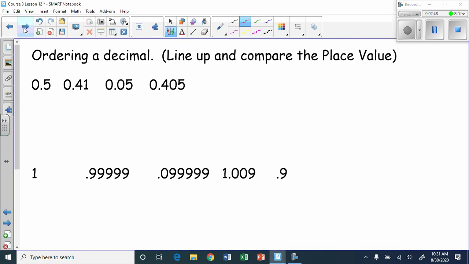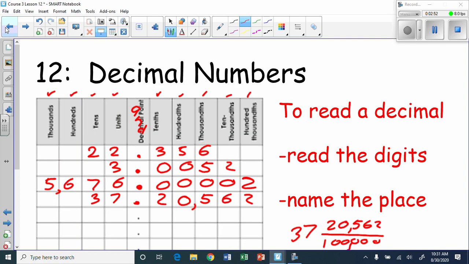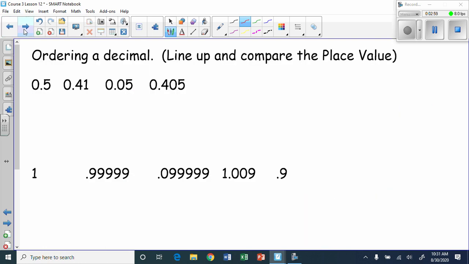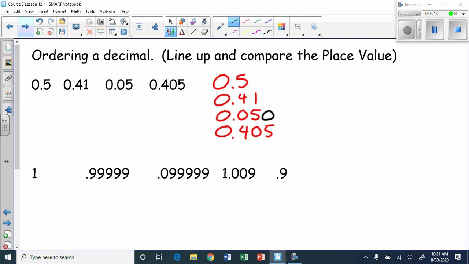But ordering a decimal, we line up and then compare the place value. If we look at our chart, the further right we go, the smaller those place values become. Same thing happens here. Here we have 5 tenths. If I take these numbers and line them up, here I have 5 tenths, 41 hundredths, 5 hundredths, 405 thousandths. I'm going to put 0 placeholders here.